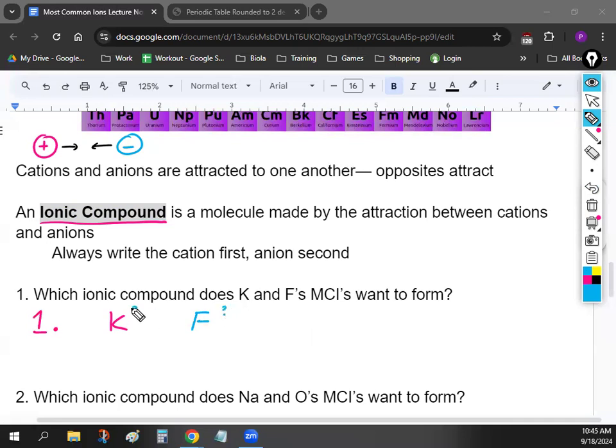What are their MCIs? What ion does K want to become? And what ion does F want to become? So go to your periodic table, find K and find F, and then look at the pattern we just learned about and write down on your note paper what ion K and F want to become. Okay, I'll give you guys like 30 seconds to do that. Shouldn't take too long. What ion does K and F want to become?